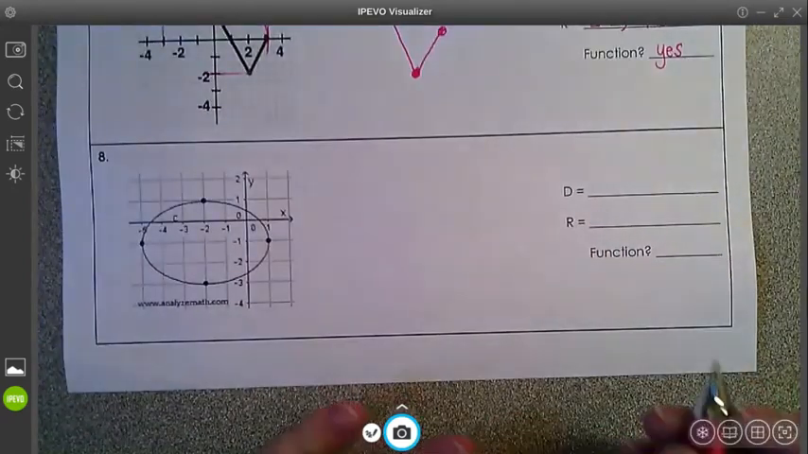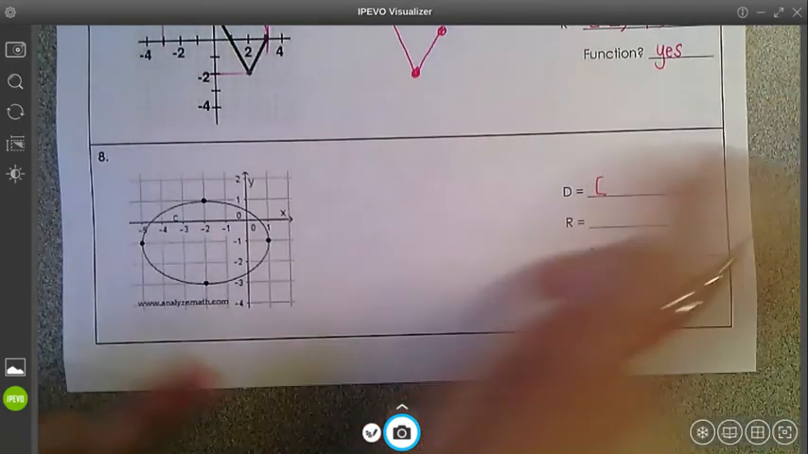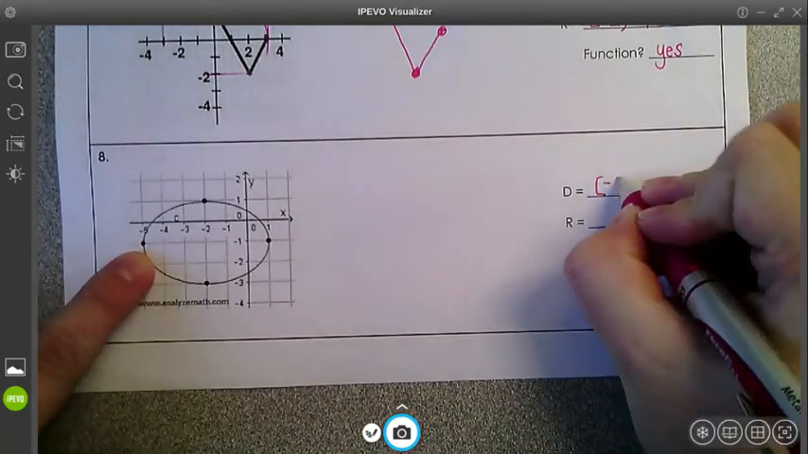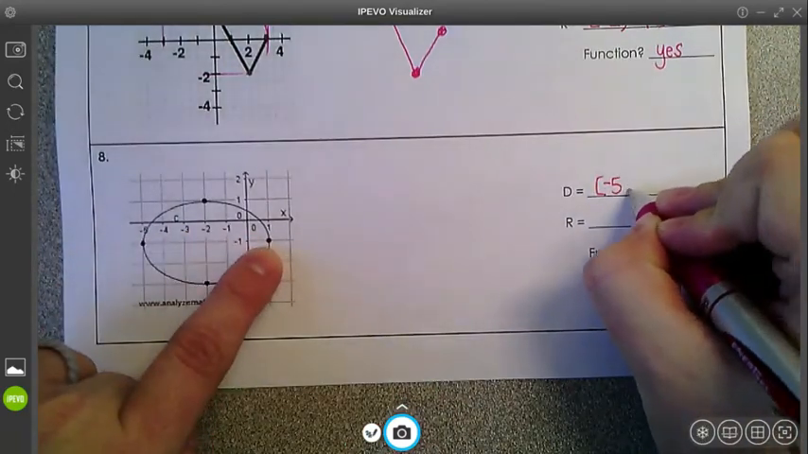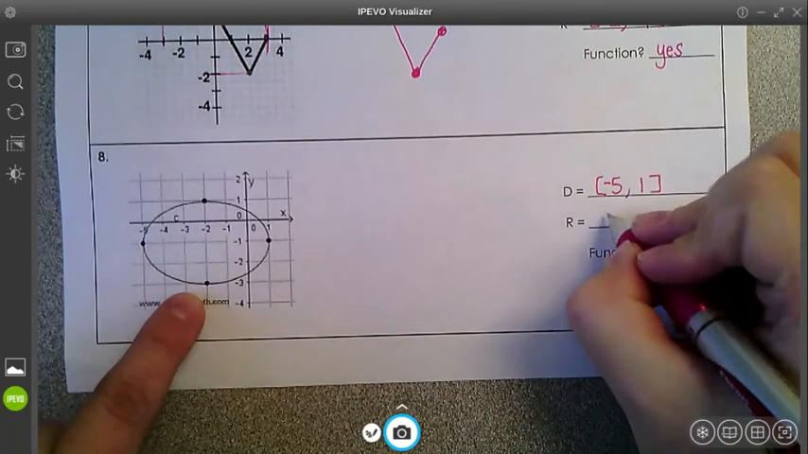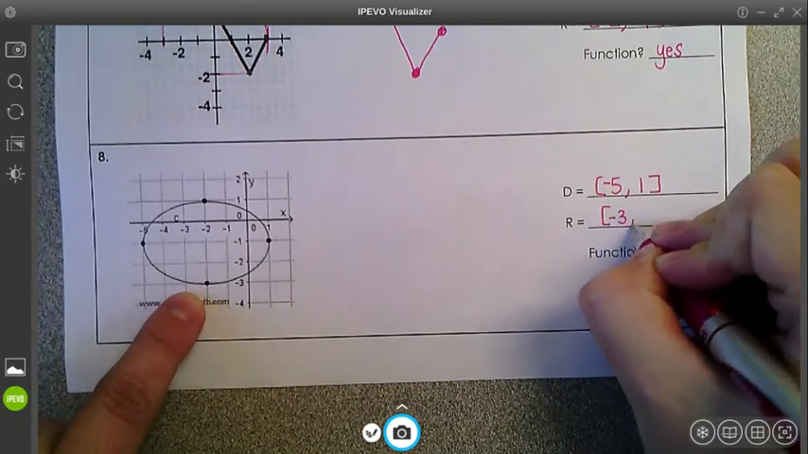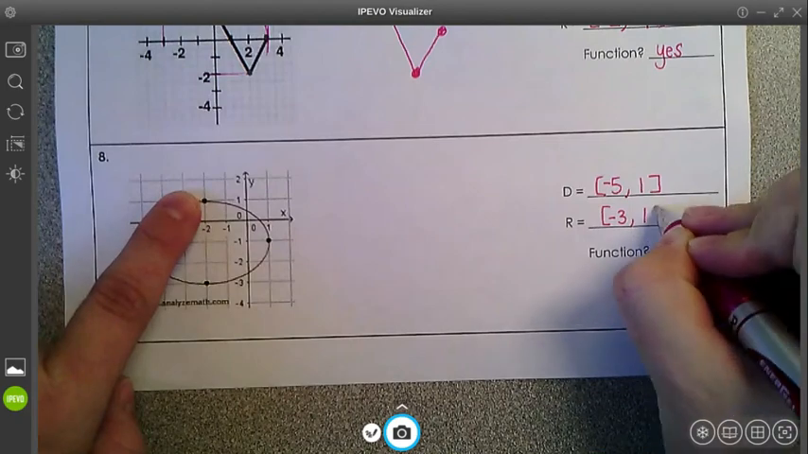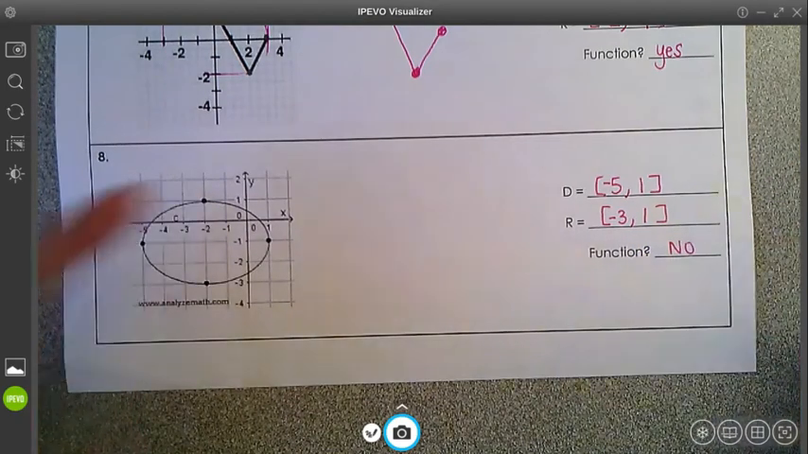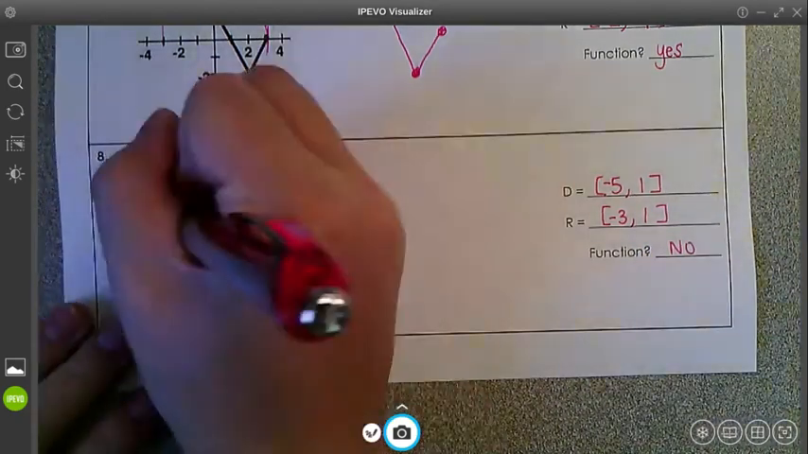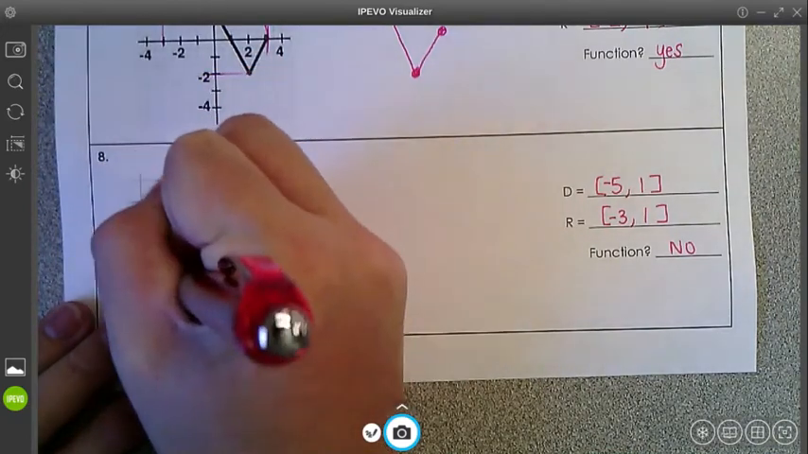And number 8, the domain. So left, it would be -5 to 1. And then the range, -3 to 1. And no, it is not a function because it does not pass the vertical line test.